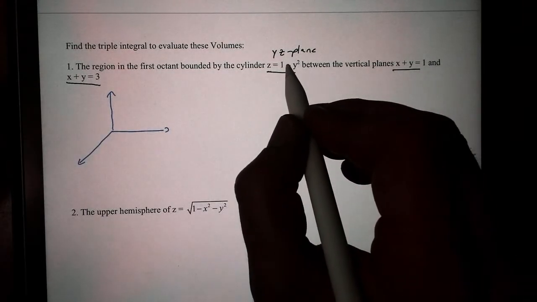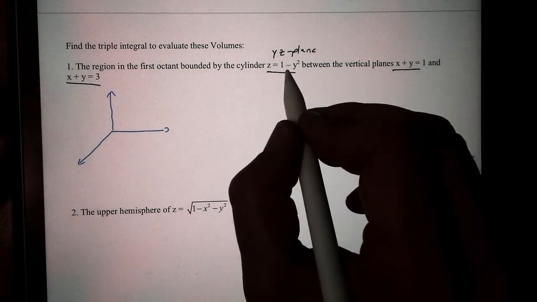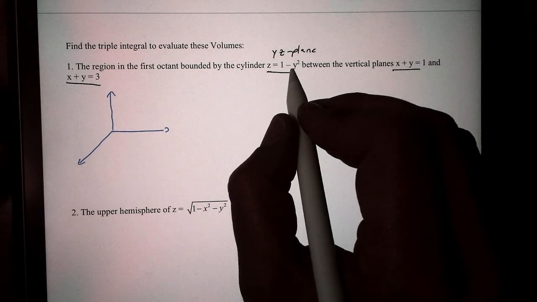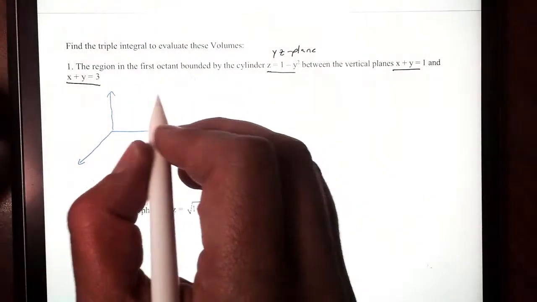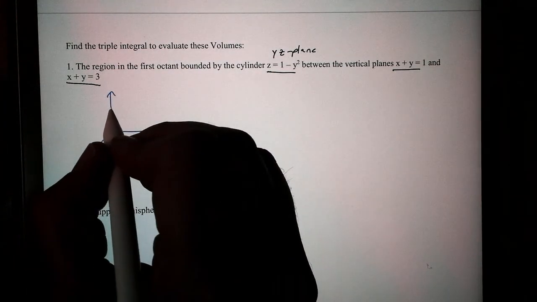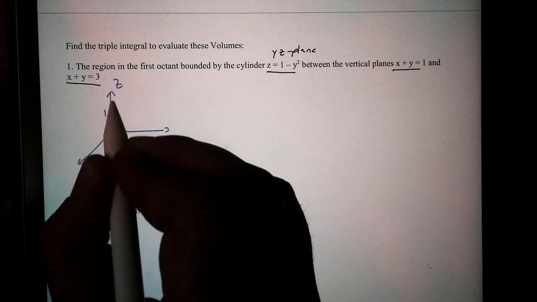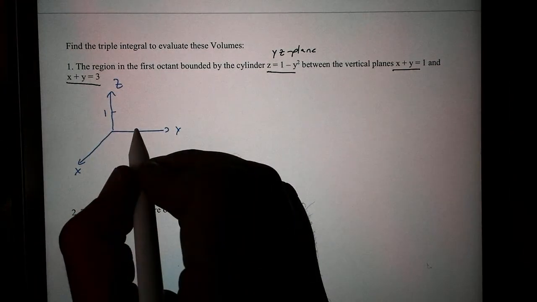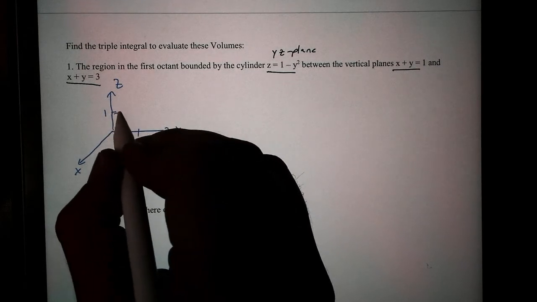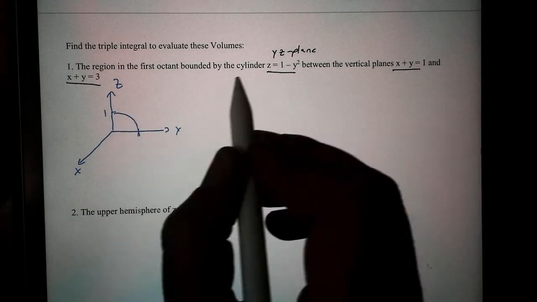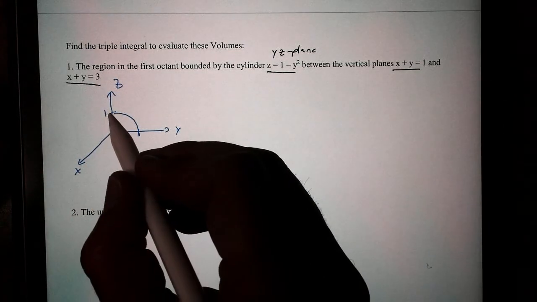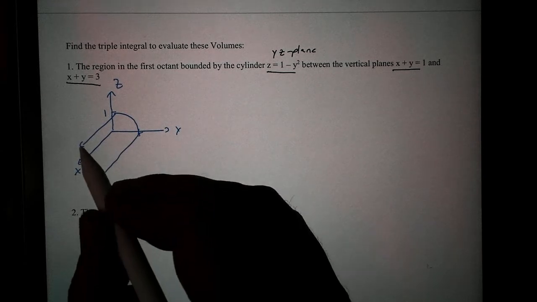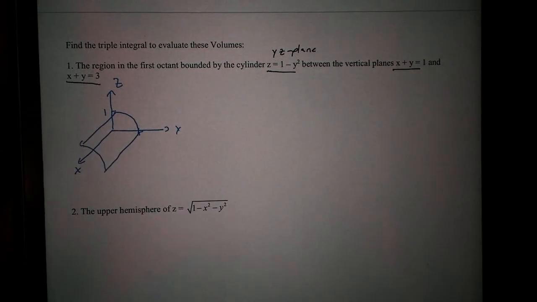Our cylinder is going to intersect the YZ plane. Notice there's no x values. So it is a cylinder. When I graph it on the YZ plane, it's going to intersect the z axis at 1. There's my z. There's my x and y, right? And it's going to intersect the y axis at 1. I'm only interested in the first quadrant, so it's going to look kind of like this. Now this is a cylinder, so it's moving parallel to the x-axis. So it's going to go around like this. There we have that. So there's our cylinder.